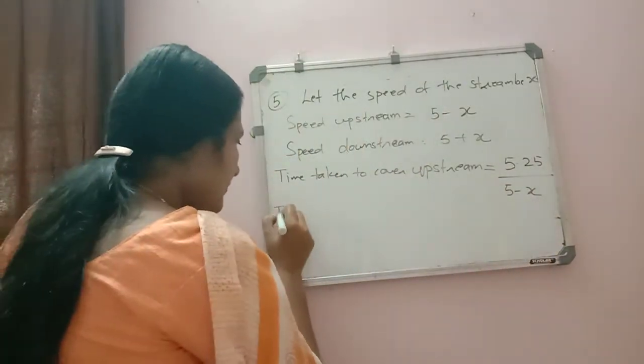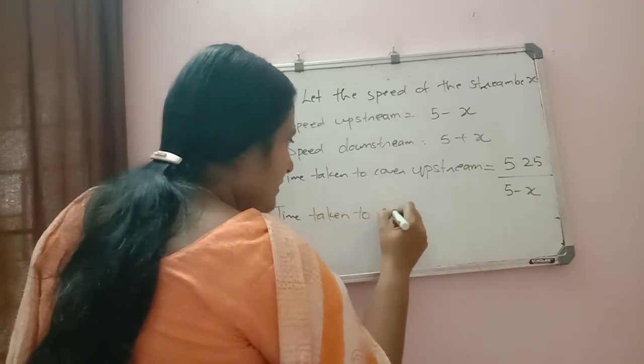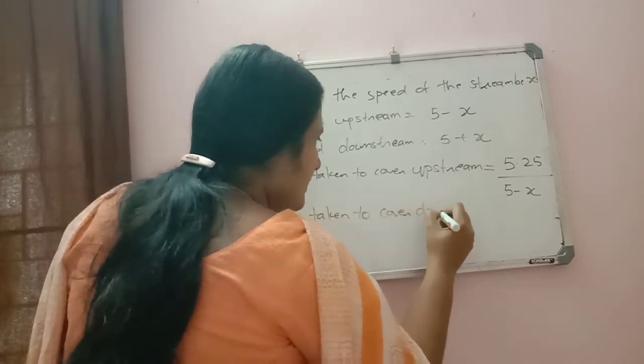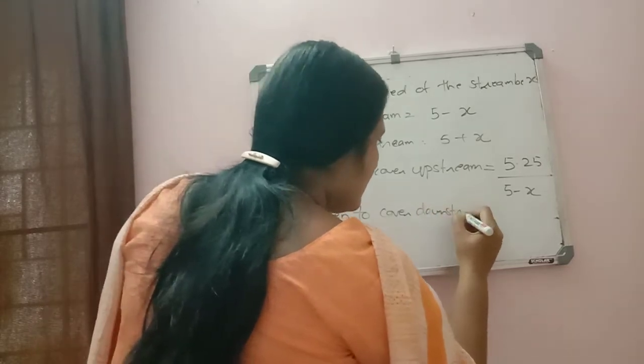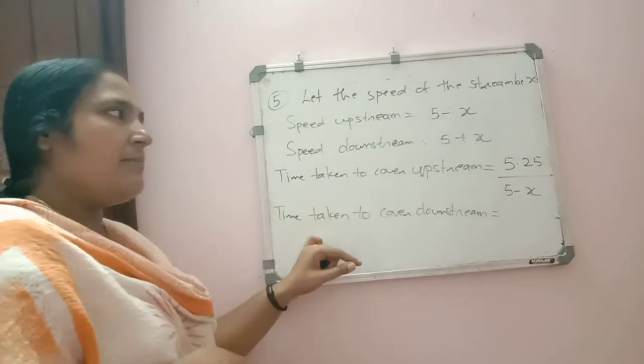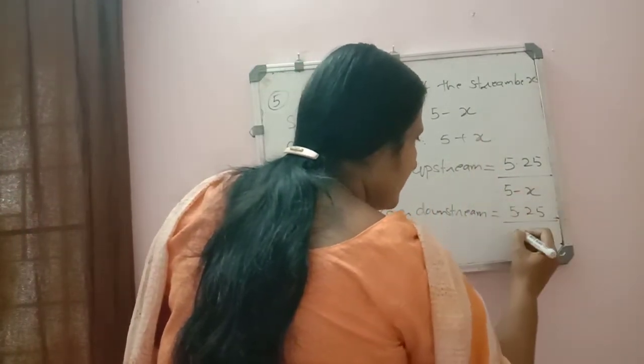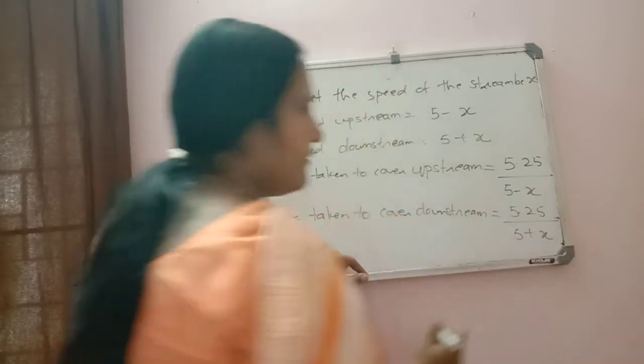And then similarly we will write the time taken to cover downstream. The same way, returning back, the distance covered will be the same, 5.25, divided by the speed 5 plus x.